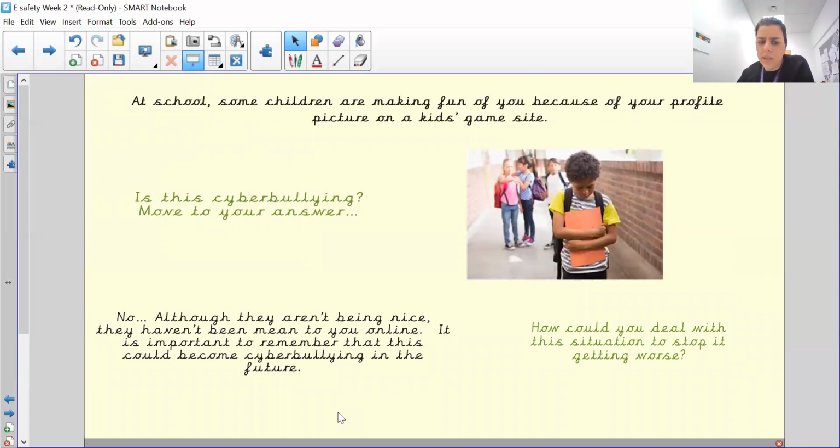Okay, so it's not cyberbullying because although they're not being very nice, they're not being mean to you online. So some children in the playground are being unkind to you. That's not cyberbullying. It also might not be bullying. It depends how often it happens. But again, you can let an adult know and they can try and sort it out for you.